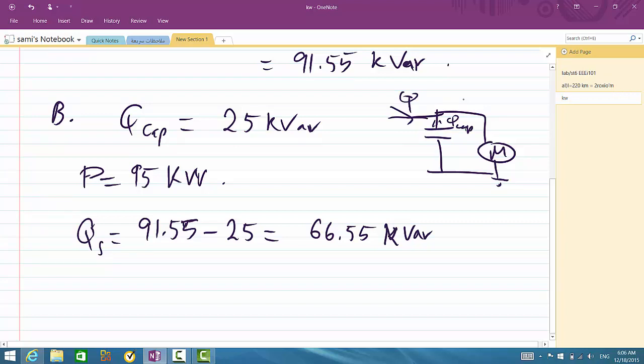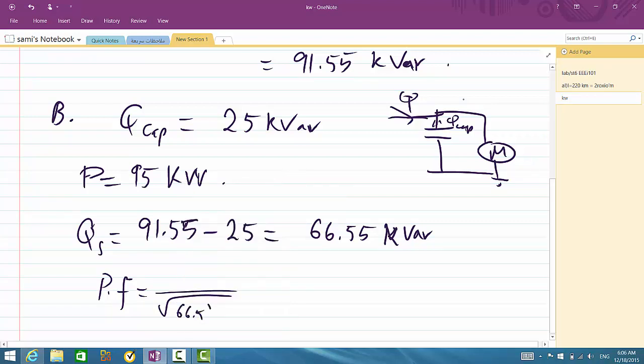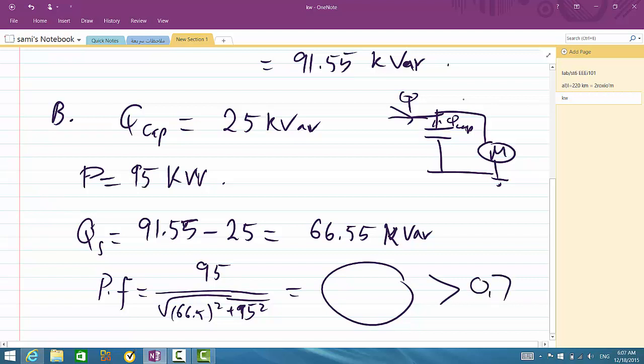So now, the new power factor. If we were asked to find the power factor, which is not asked in the question, it will be P over the new S, where the new S is the square root of 66.5 squared plus 95 squared, and P is 95. We will have a power factor greater than 0.72.